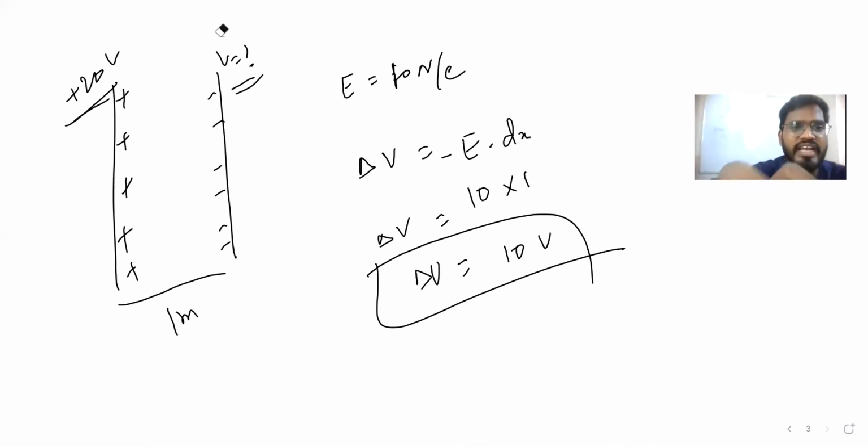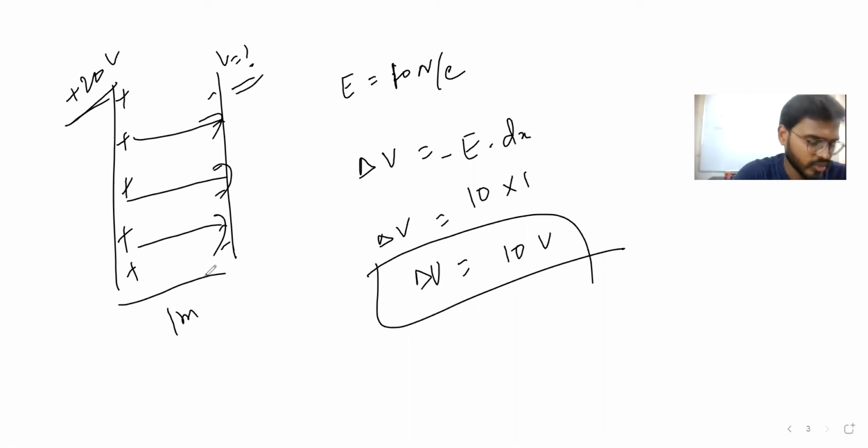Because in the direction of electric field, we know electric field will be in this direction, right? In the direction of electric field, potential should decrease. That's it. So this is about what? E dot dr and the relation between electric field and electric potential.